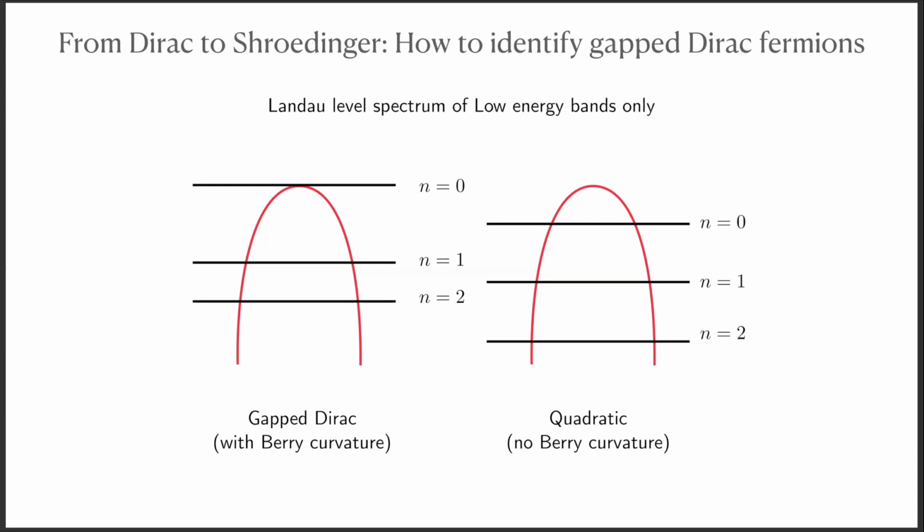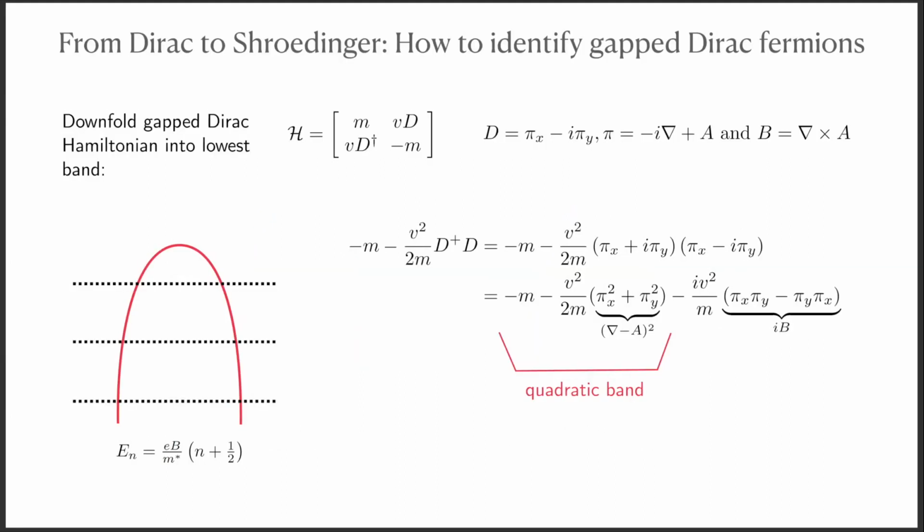Well, if I look at the Landau level spectrum, if I expect a gapped Dirac Hamiltonian, I expect my first Landau level to be right glued to the top of the band. While in a quadratic band, in the free fermions, we expect that to be shifted by 1/2 and the Landau levels to be equally spaced. So there should be a way for us to capture this difference just in the low energy theory of the lowest band.